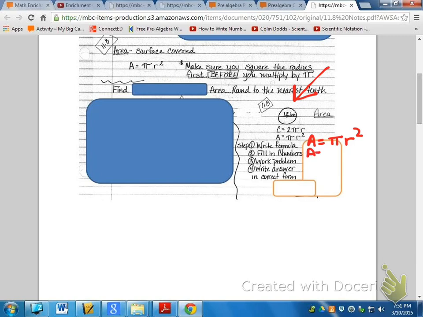Fill in the numbers as it says, so 3.14 times, now this one gave us the diameter. It did not give us the radius. So when you're given the diameter, to find the radius, you take the diameter and divide it by 2. So my radius is really 6.